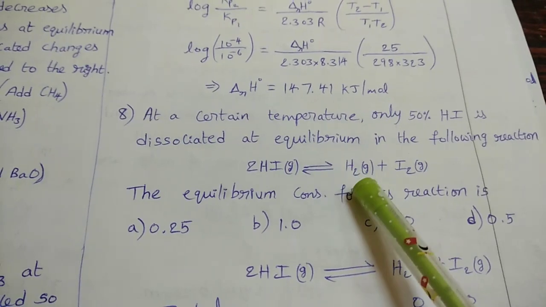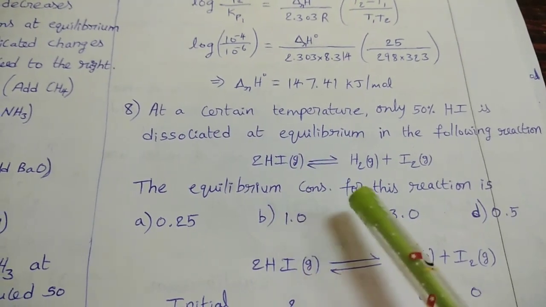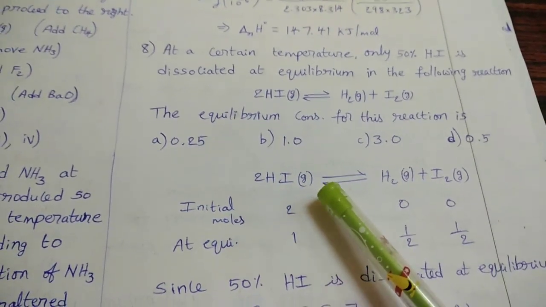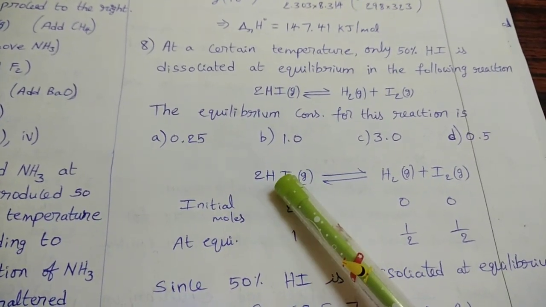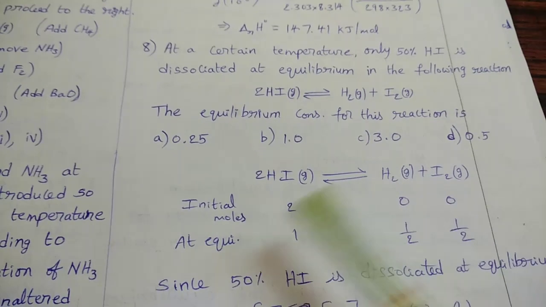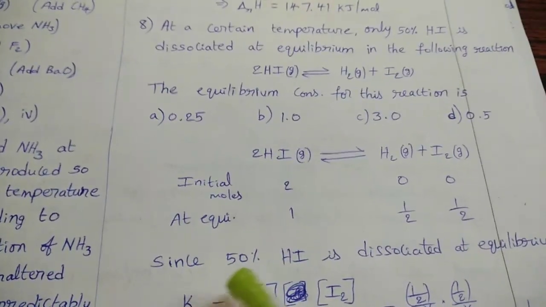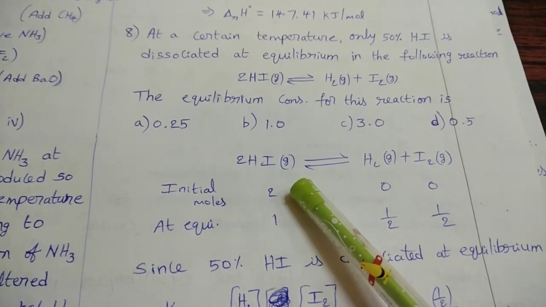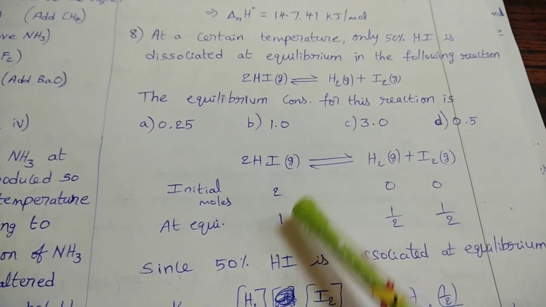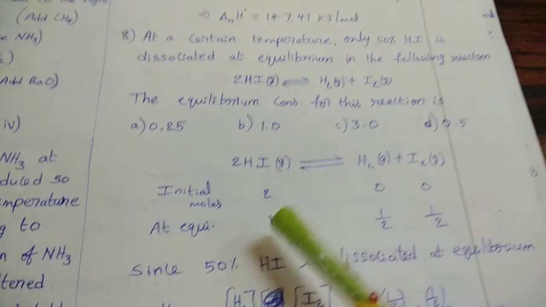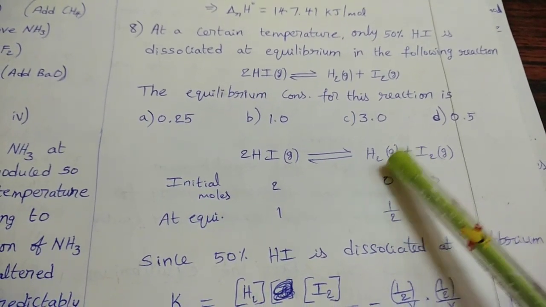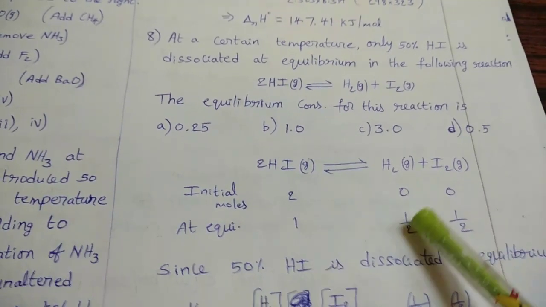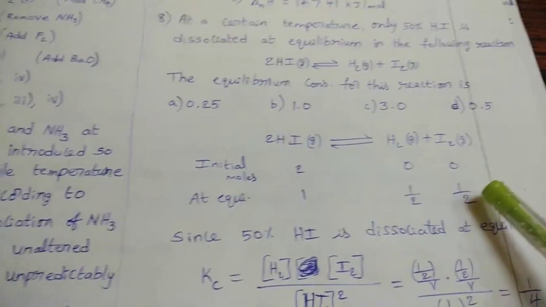Next, at a certain temperature, only 50% of HI is dissociated at equilibrium in the following reaction: 2HI gives rise to H2 plus I2. Find the equilibrium constant for this reaction. Simple question. This is the given equation. Initially how many moles? 2, and no product, 0, 0. Since 50% of HI is dissociated at equilibrium, 50% is consumed. So what is the remaining? 1. That means 1 mole is consumed. 2 moles forms 1 mole, so 1 mole forms half mole. This is half mole, this is half mole.